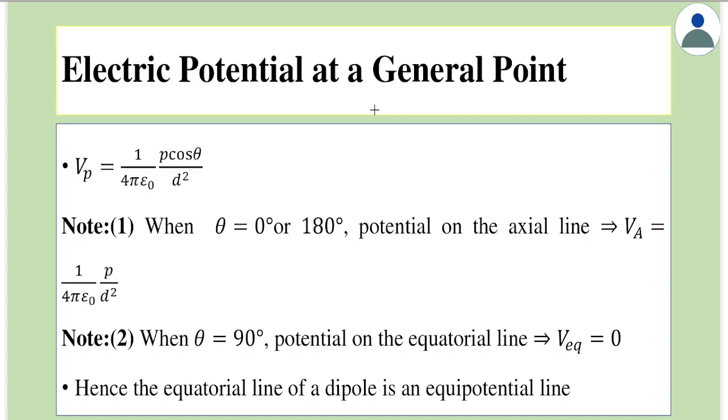Hello everyone, let's find out the electric potential at a general point on the dipole. To understand this, let's consider a dipole, and the distance between them is taken to be small. So, we'll take a condition where we have charge minus q and plus q. Let the center of this be some point C.